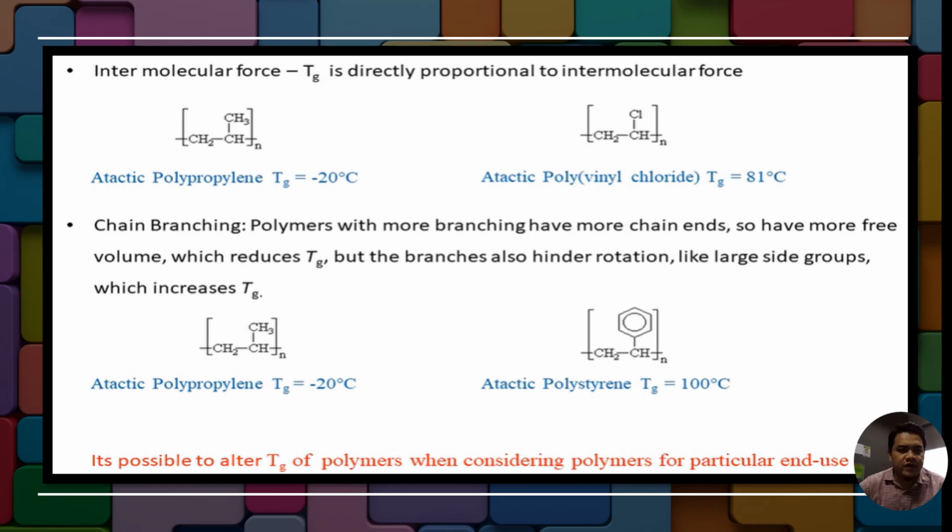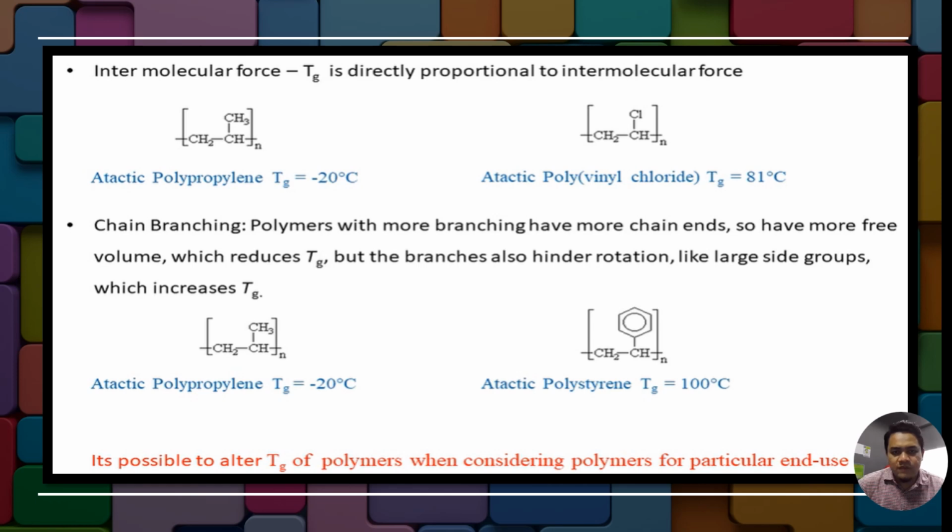The next factor that affects the glass transition is intermolecular force. Glass transition is directly proportional to the intermolecular force. Okay, from this example, we can also see the chain arrangement of the intermolecular force. Okay, number one is atactic polypropylene with a glass transition temperature of negative 20 degrees Celsius, and example number two is atactic polyvinyl chloride with the glass transition temperature of 81 degrees Celsius.